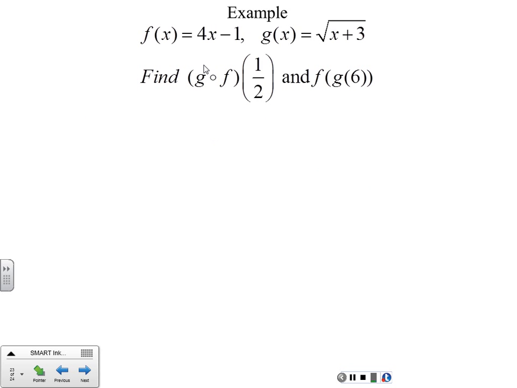So the first one, notice it says do G composite F of 1/2. So the first thing I'm going to do is G composite F of X. So I'm going to take my G function and replace my X with a skeleton. And in that skeleton, I'm going to put in F.